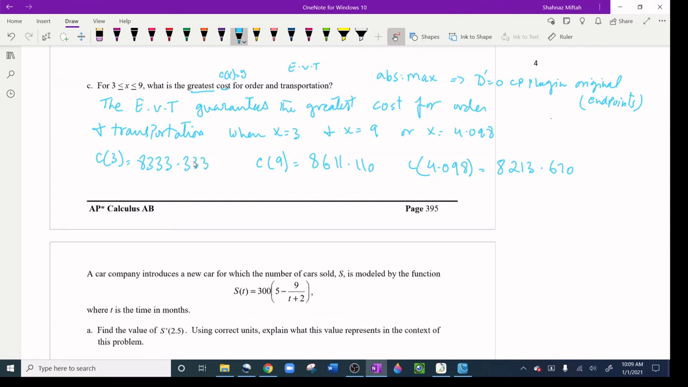So which one is the greatest cost, the greatest y value? C(9) is the greatest y value. So I'm going to say the greatest cost is 8611.110. So that's how you do that one.